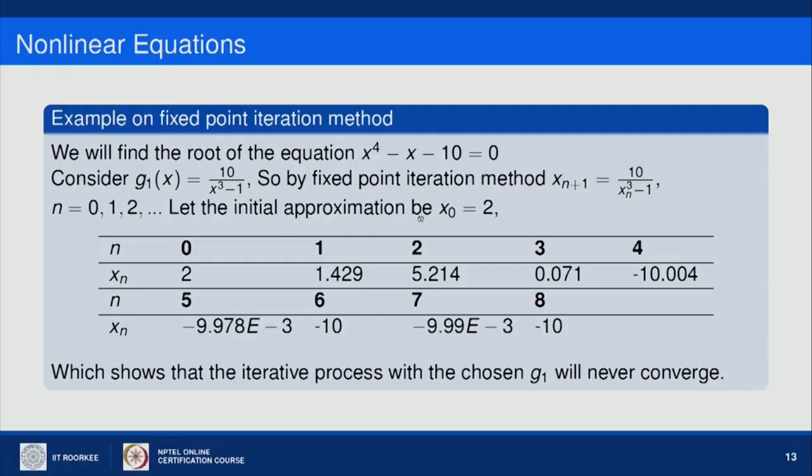We start with an initial approximation x0 = 2, and then x1 will become 1.429, x2 will become 5.214, x3 will become 0.071, x4 will become -10.004, x5 will become -9.97 × 10⁻³. Then x6 will become -10, x7 will become -9.99 × 10⁻³, x8 will become -10, and then it will always oscillate between -9.999 × 10⁻³ and -10, which shows that the iterative process will never converge.